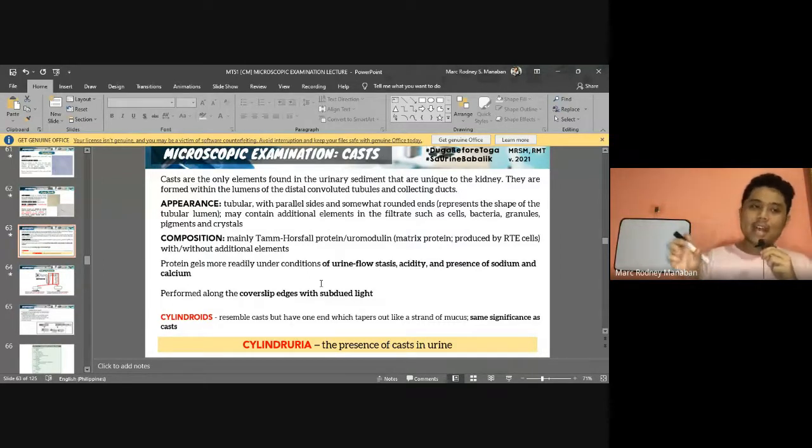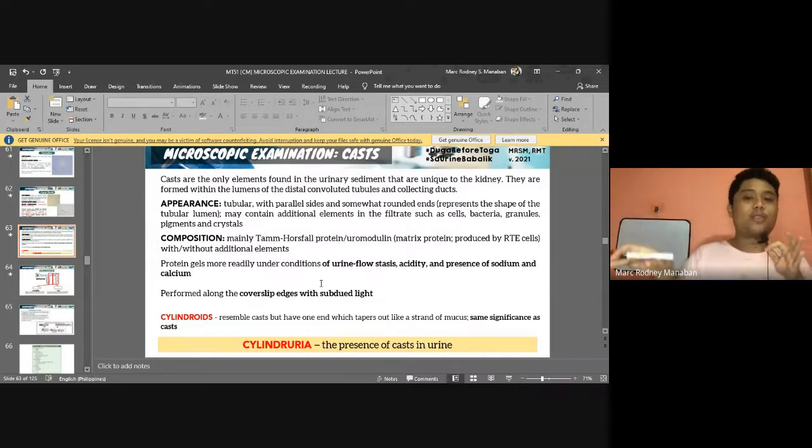Now again, take note that casts are rather heavy. So when you examine, there's a possibility that these casts can be thrown away. They can disperse to the sides of the cover slip. So for scanning purposes, we scan using LPO, and then we look at the sides. We look for the possible presence of casts. Since they are heavy, when you put the cover slip on, it's possible they flowed toward the sides.